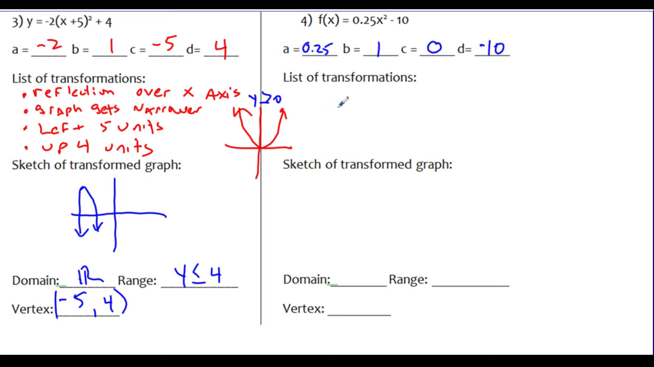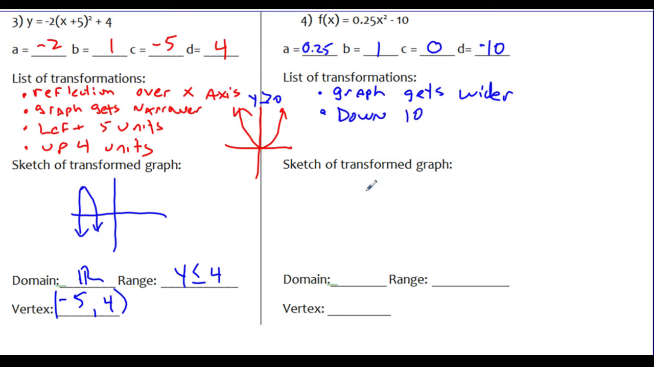Okay, so I only really have 2 transformations here. I'm going to say this one, the graph is going to get wider. And that's because my A value, neutral is 1. When I increase from 1, it gets narrower. When I decrease between 0 and 1, it gets wider. Right? So above 1 it's narrower, below 1, all the way down to 0, that makes it get wider. Okay. And there's no reflection in this case because it's positive. And then it looks like D is going to make it go down 10.